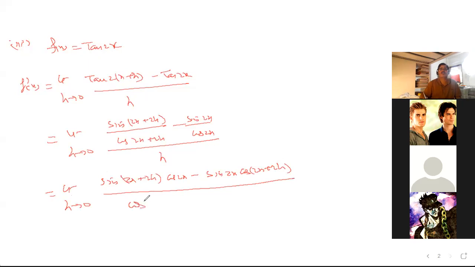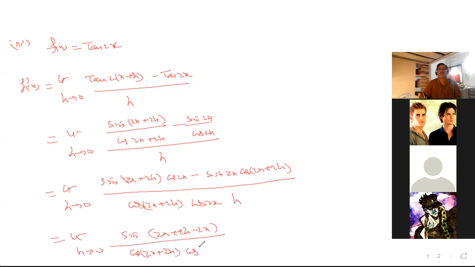What is that? Cos 2x plus 2h and cos 2x and h. We need not worry, we are using the compound angle formula. What is that? Sine of a plus b formula. 2x plus 2h minus 2x divided by, this is the denominator, no change at all, same as it is.